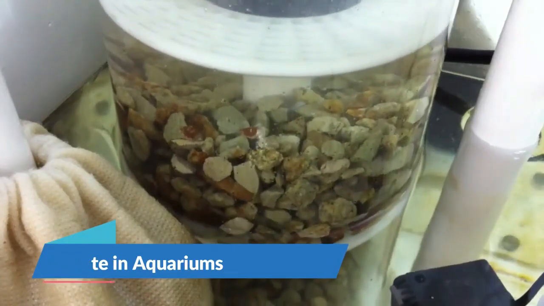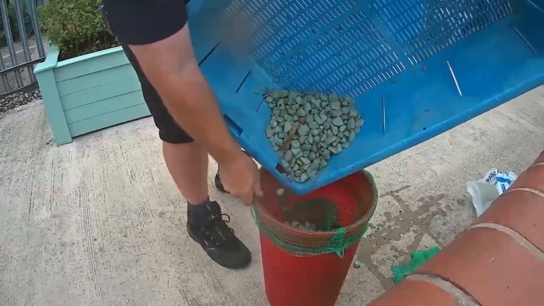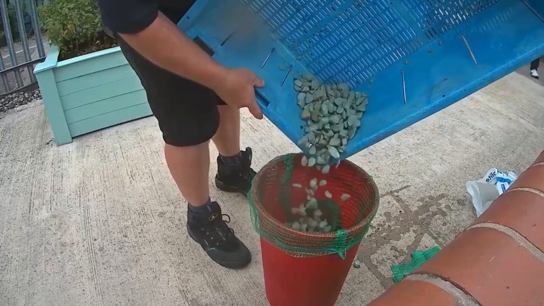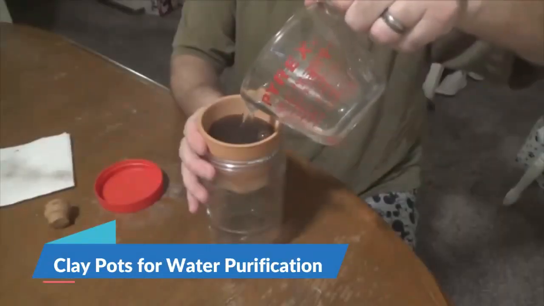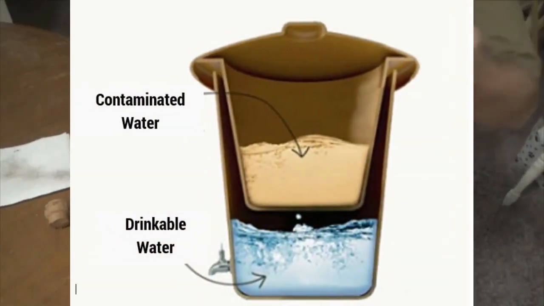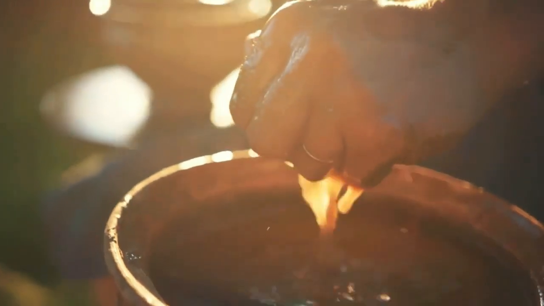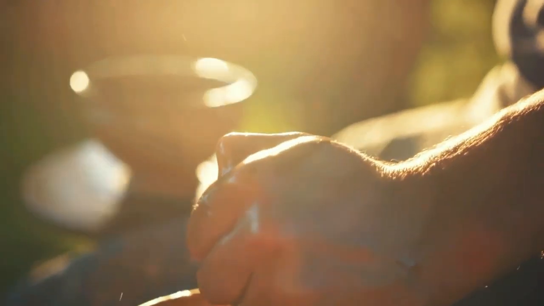Zeolite in aquariums. Zeolites are commonly used in aquarium filters to remove ammonia, which is toxic to fish, demonstrating their effectiveness in controlled environments. Clay pots for water purification. In some regions, locals use clay pots imbued with colloidal silver, which not only filters but also disinfects water, showcasing an ancient technique with modern applications.